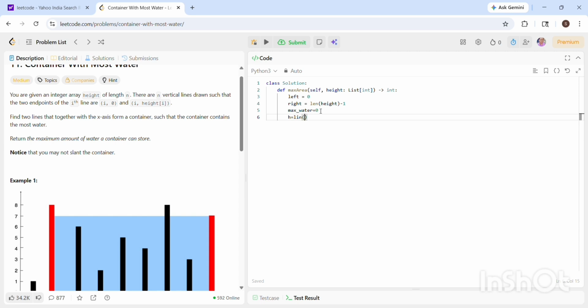The while loop denotes a condition: left is less than right, which means the container can store water. So the condition is executed while left is less than right. The next criterion is that we declare the left height as well as the right height for both sides. The water is limited by the shorter wall, so we take the minimum, and declare the distance between the two walls as right minus left.